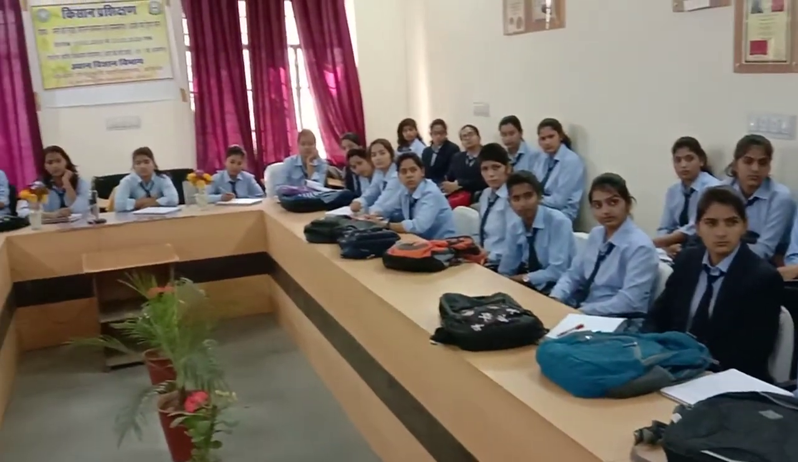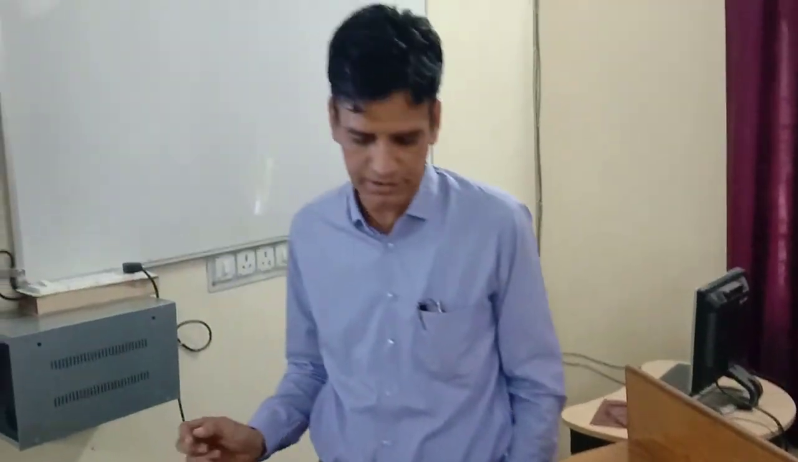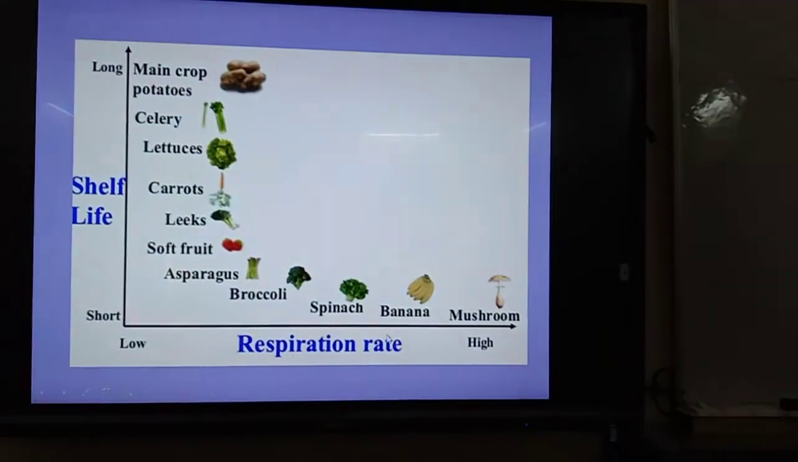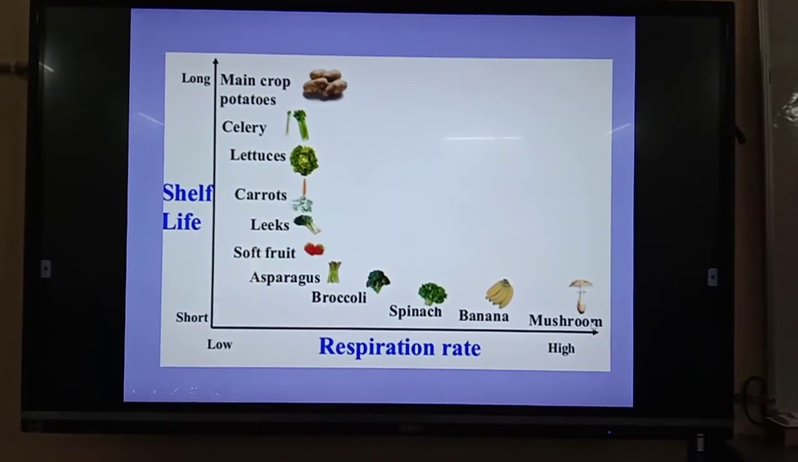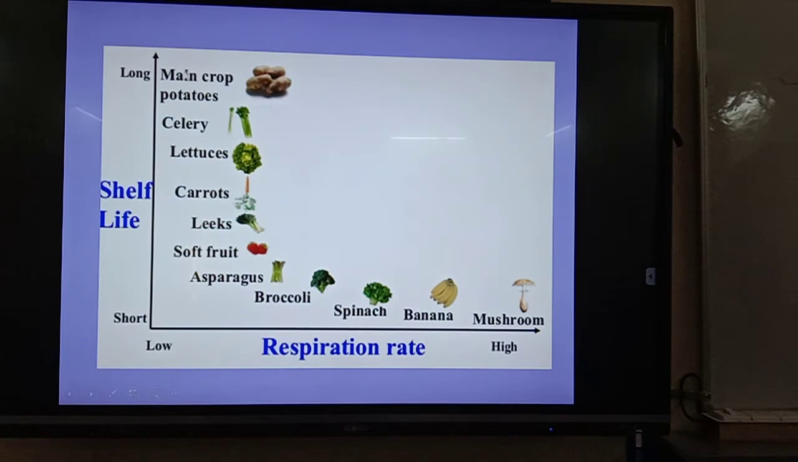Now the question is, what is the relation between the respiration rate and the shelf life? Here in this diagram you can see that if the respiration rate is high, then the storage life will be short. If the respiration rate is low, then the storage life will be more. So in the case of potato and celery, the storage life is more, but in the case of mushroom, the respiration rate is high, so the shelf life is low. In banana also there is a higher respiration rate, so the shelf life is also less.